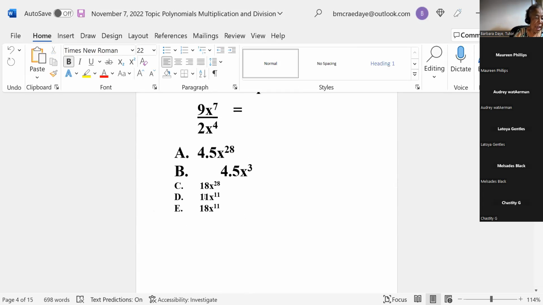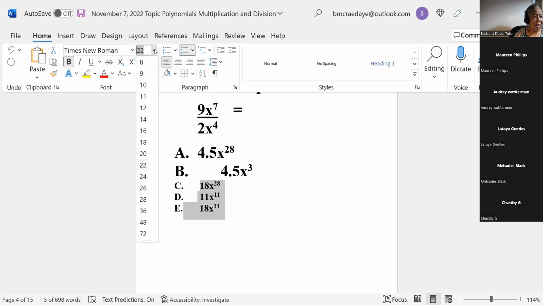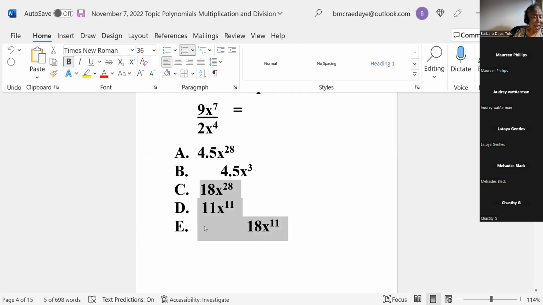So you'll be dividing the constants and you'll be dividing the powers. And what do you do when you divide exponents? What do you do with the exponents, Maureen? Subtract. What was the question? When you are dividing exponents, what's the rule? I gave you exponent rules. You got those, right?